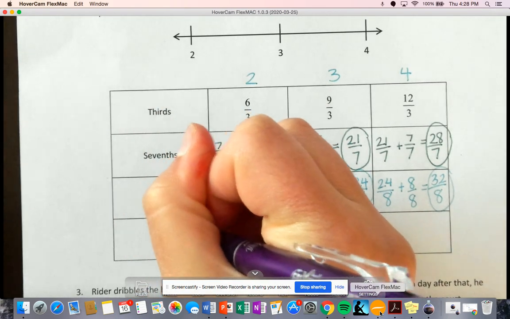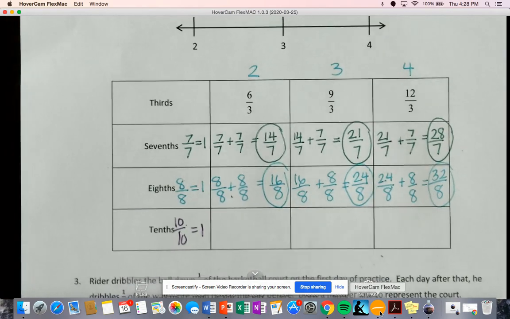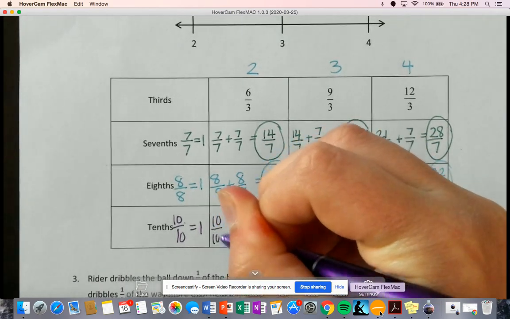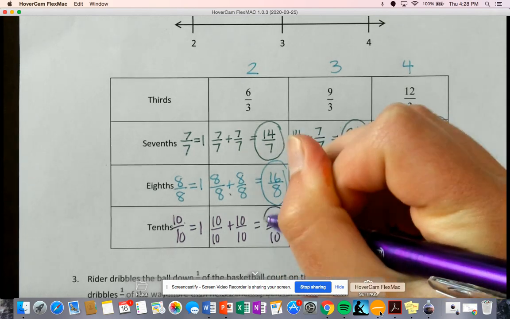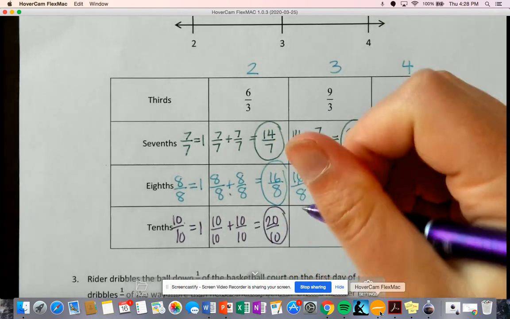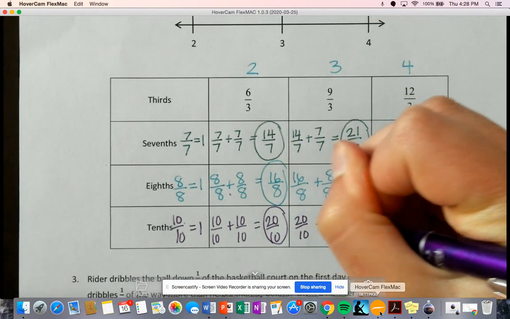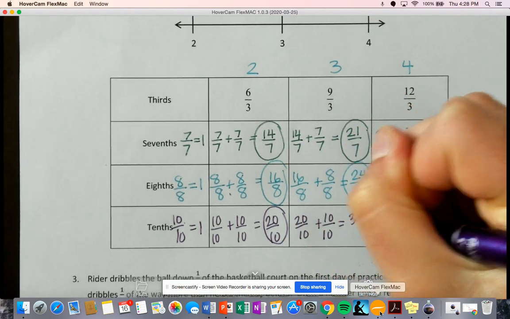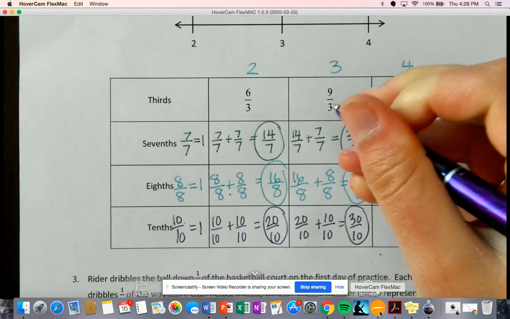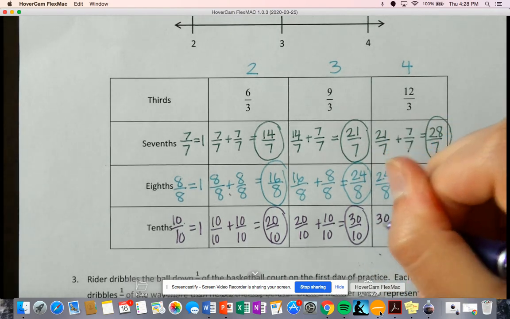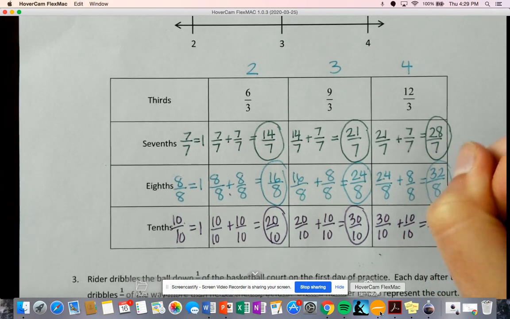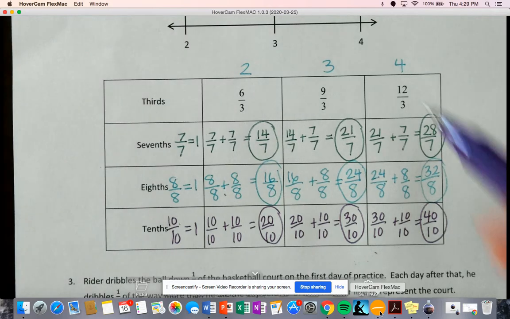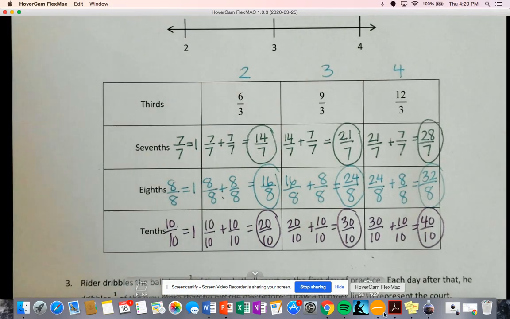Okay, last one, tenths. So I know that 10 tenths equals 1 whole. So I'm going to start with 10 tenths plus 10 tenths, which equals 20 tenths. So that's 2 wholes. Take 20 tenths plus another whole equals 30 tenths, which equals 3. And finally, 30 tenths plus 1 more whole, which is 10 tenths, equals 40 tenths, which is the same as 4 wholes. And that is all for lesson 26.